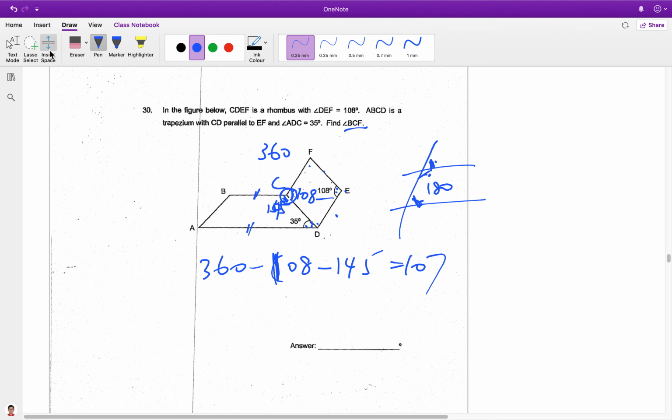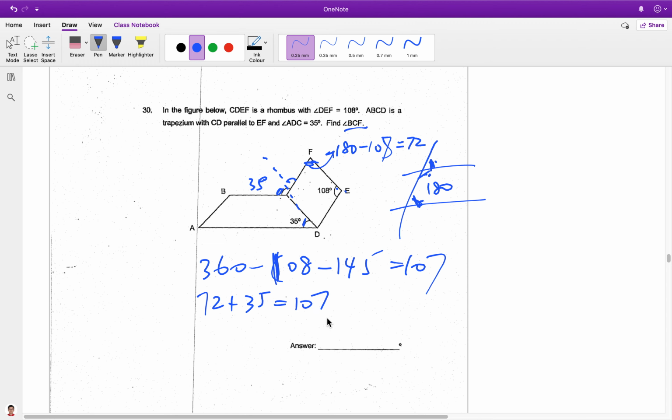Is there any other way we can solve it? Sometimes we need some help, some other lines. We extend this one to here. We know that it's 35, so this one is 35. Then how about this one? Since this line is parallel, this one equals this one. How about this one? This one is 180 minus 108, which is 72. So this angle is 72 plus 35, 107.